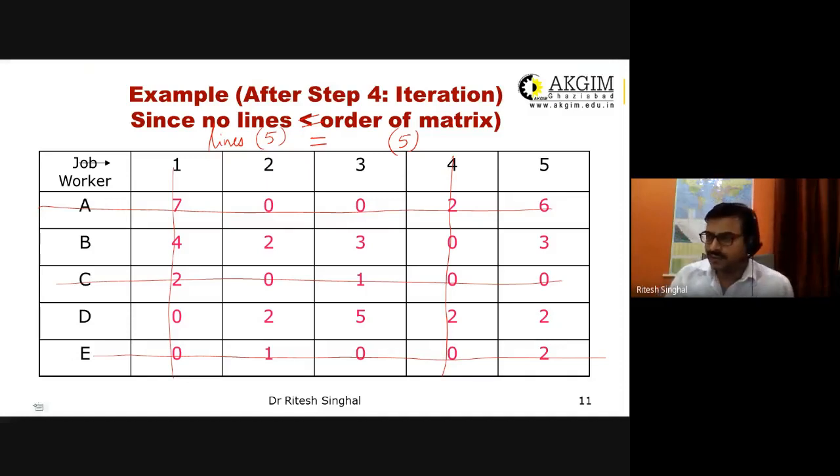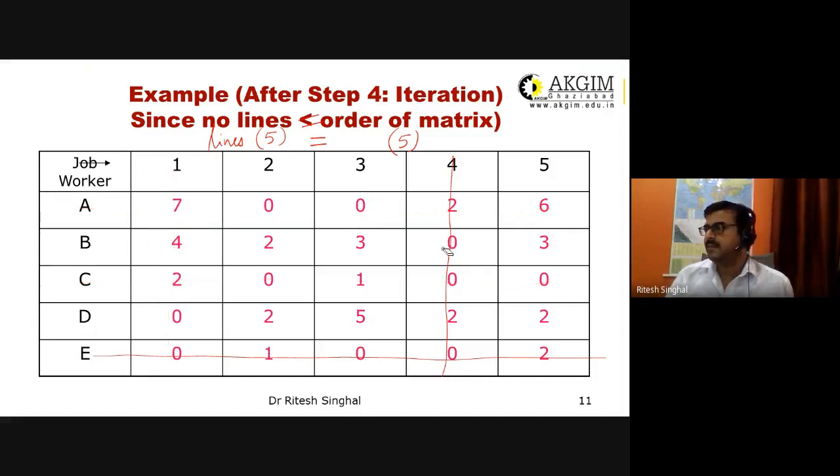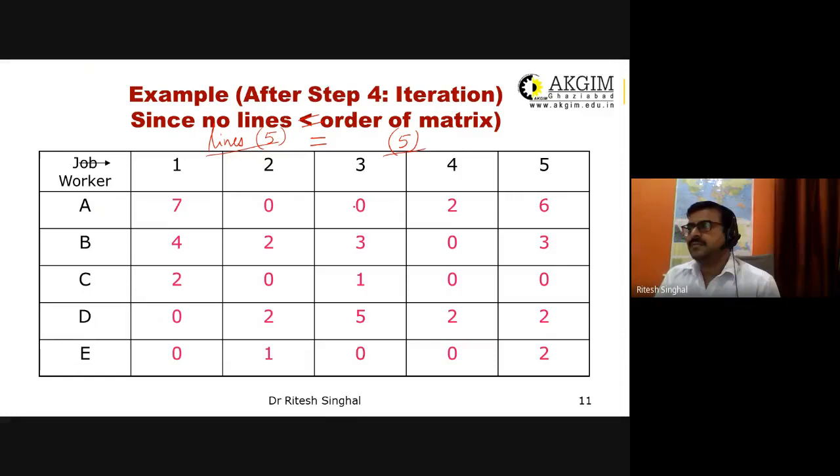So how is it to be done? I need to erase these lines here so that you can clearly see what is happening. Okay. Now this is a situation where the number of lines equals the order of the matrix, and we are going to assign the jobs. Assigning is possible only at the zero locations, so don't lose any opportunity here. Start with the zero which is the unique zero in its row and column.